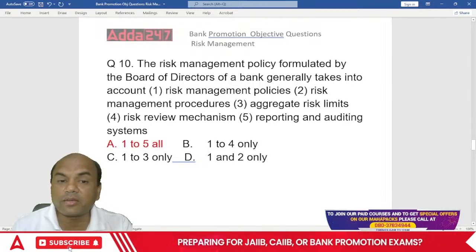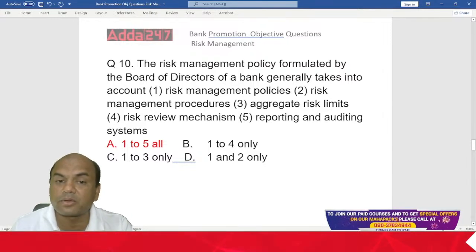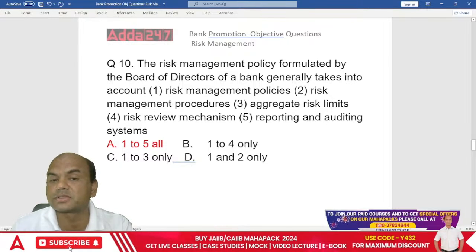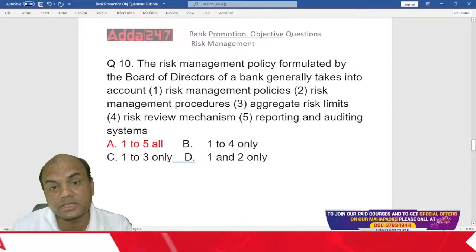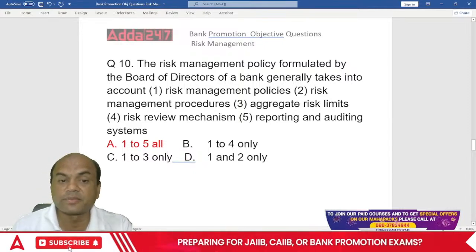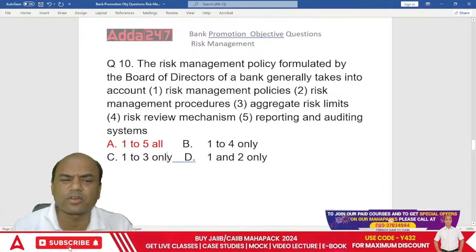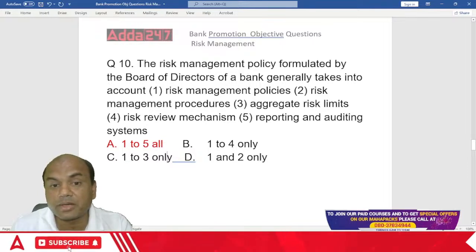Why have I taken this question? This question is not for knowing whether 1 to 5 is the answer or not. The main part over here is what the risk management policy of the bank consists of. You must know these names. It consists of policies, procedures, risk limits, mechanisms, and auditing. Obviously everyone knows the answer is 1 to 5, everything should be there. But you must remember these names.